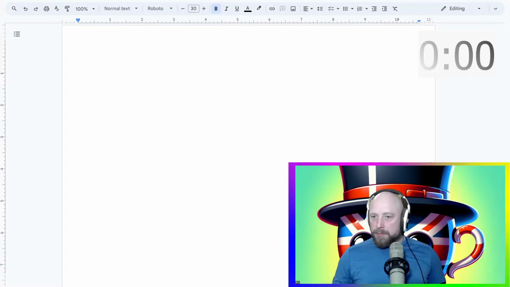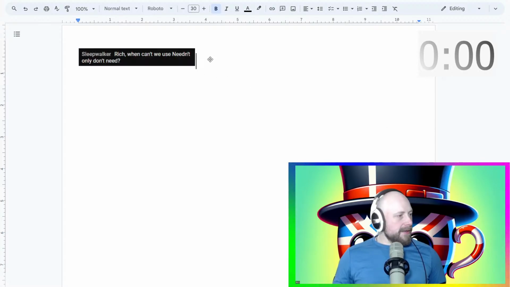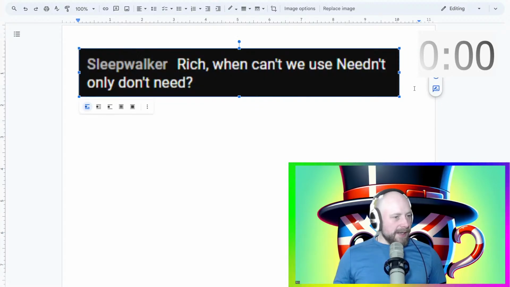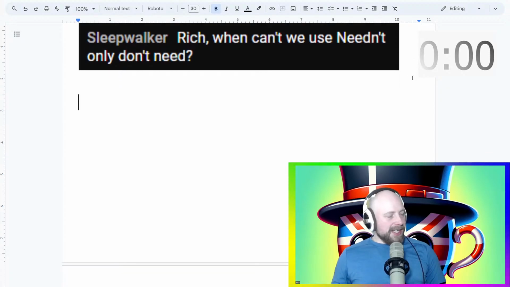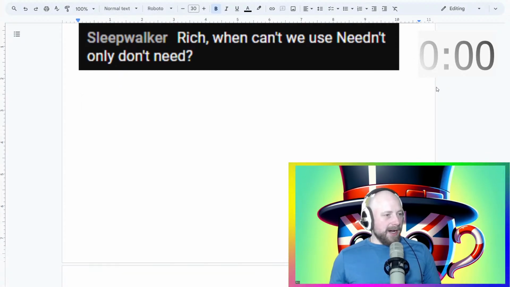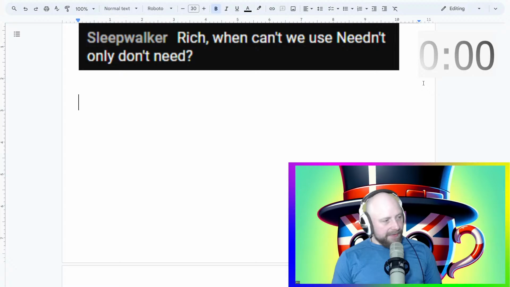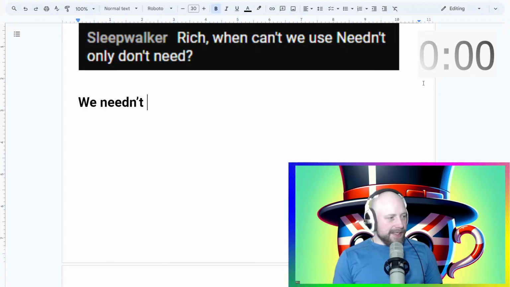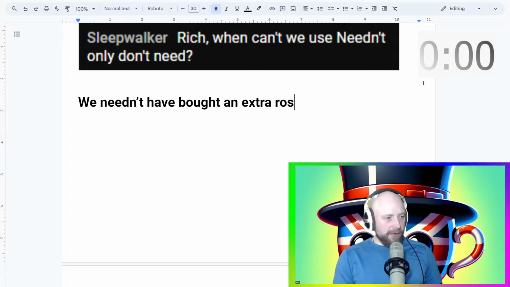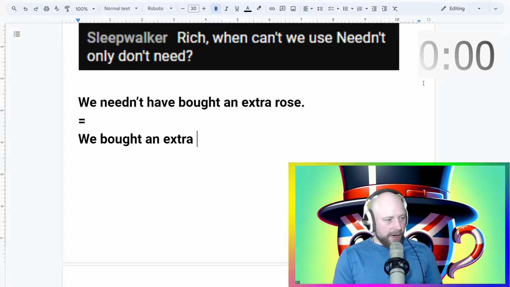Rich, when can't we use needn't? Only don't need. Yeah, needn't's an interesting one, Sleepwalker, because we don't actually use needn't very much. So, the big thing I remember with needn't is if you say, we needn't have bought an extra rose, what that means is we bought an extra rose, but it was not required.